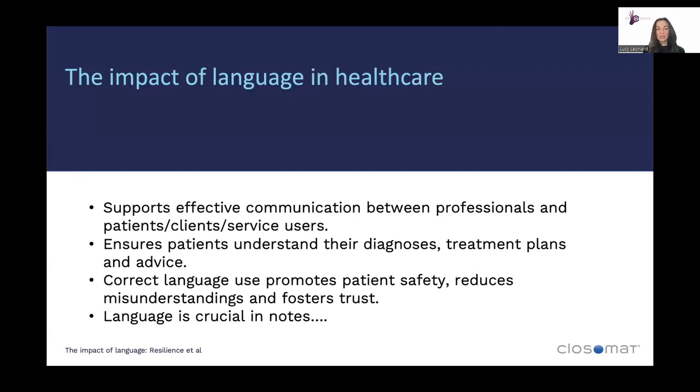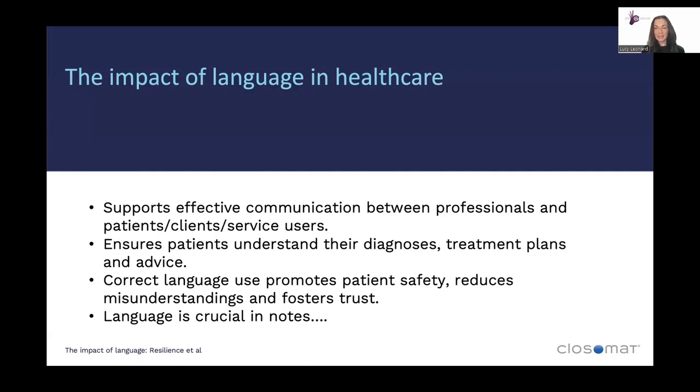So language is really important in healthcare. It supports effective communication between occupational therapists and the people that we work with. And then in that first bullet point, when I was writing it, I was thinking, there you go, there's a real quick example of the use of language.